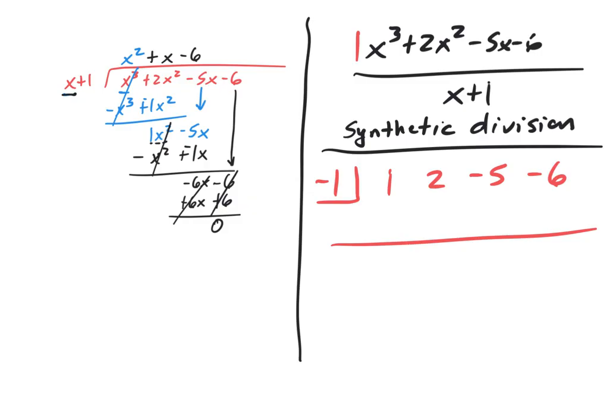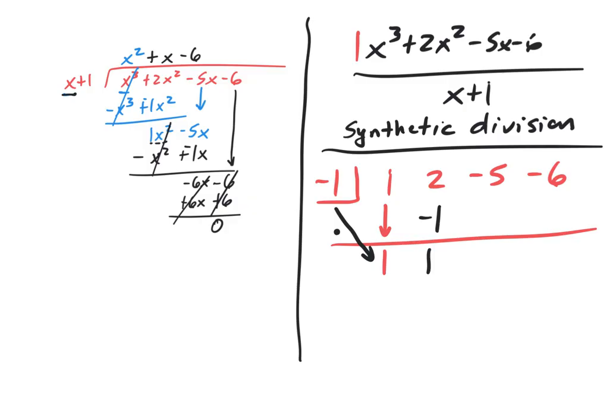Okay, so the very first thing is we're going to bring down the first number, which is 1. And we're going to take whatever is in the box and we're going to multiply those two things together. So I'm going to take negative 1 times 1, which is negative 1. And then we add straight down. And that gives me 1.